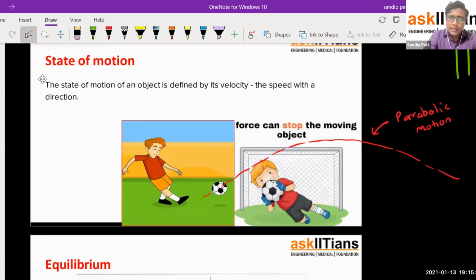Now, this state of motion is represented by, as we said, speed and direction. So once he hits that ball, we can actually predict where it is going to go. Can the goalkeeper predict where the ball is coming, which side he should go to stop that ball, where the force should be applied, how much force should be applied to stop that object? We can just guess that, or if we use mathematical or physics formulas, we can actually find out where it is going to land or how much velocity it would have. So all these things we can consider as a state of motion, right?